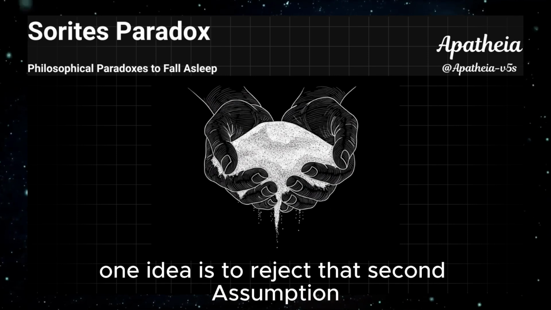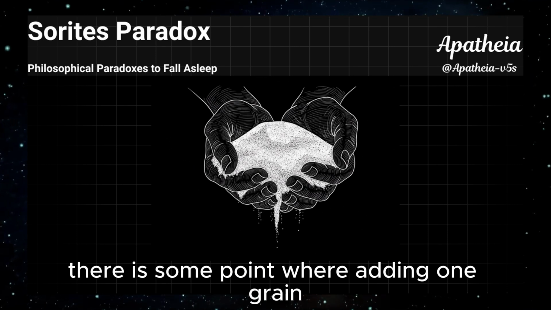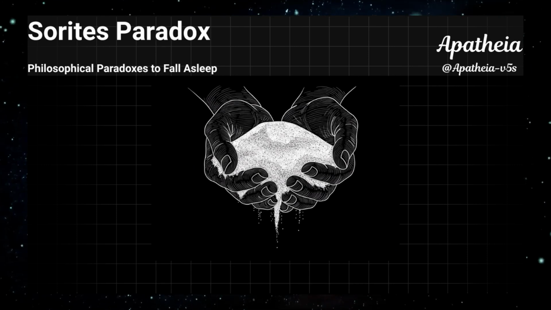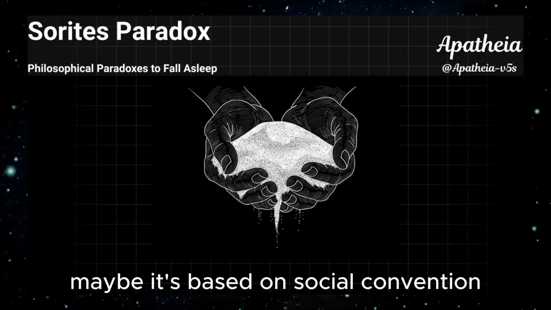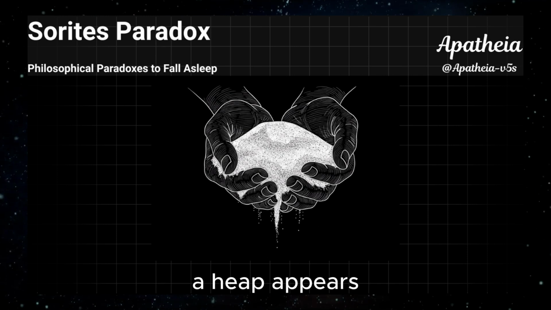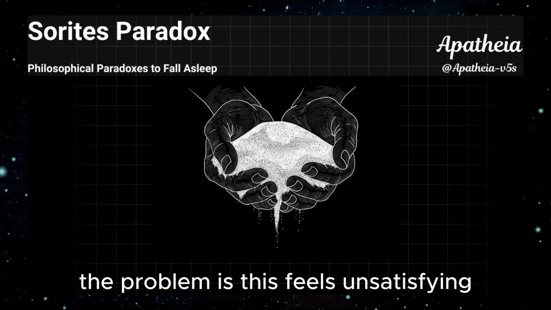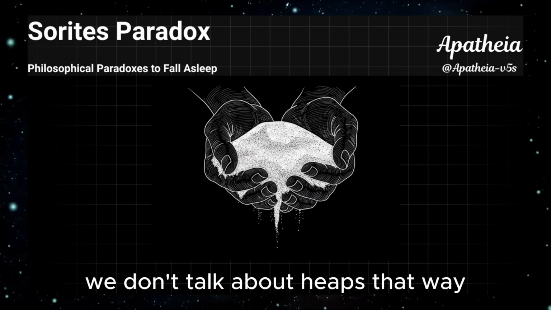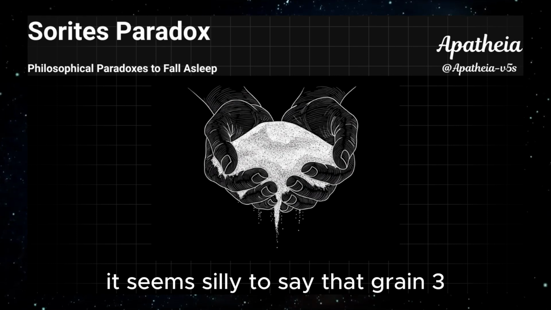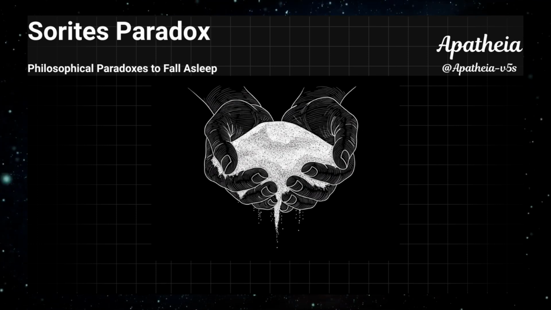One idea is to reject that second assumption, to say, yes, there is some point where adding one grain suddenly crosses the line. Maybe it's arbitrary, maybe it's based on social convention, but somewhere around grain number 3,721, a heap appears. The problem is, this feels unsatisfying. We don't talk about heaps that way. It seems silly to say that grain 3,720 isn't a heap, but 3,721 is.